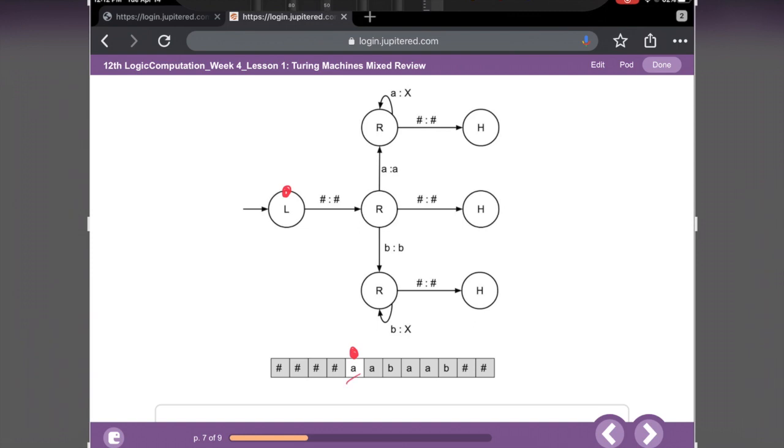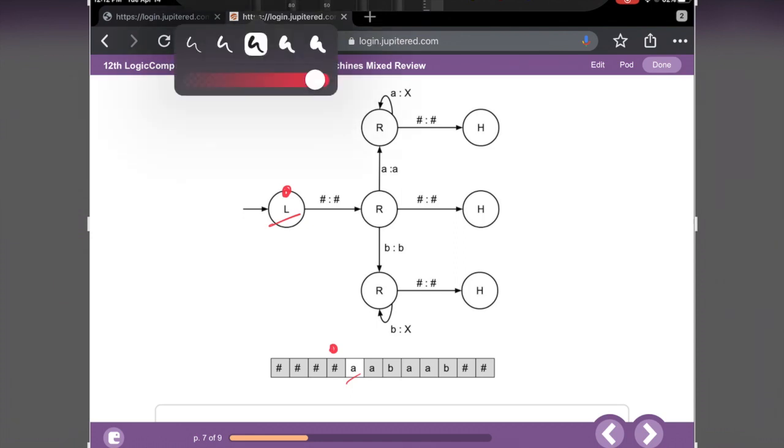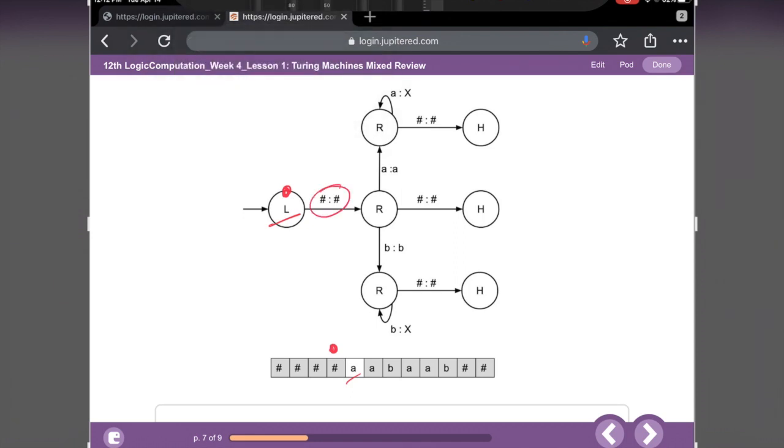Okay, so we see an A, and we don't have a state transition for that, so we just go to the left. Okay, now we're there. Okay, what now? Now we see the pound sign, so we can advance to the right after following that transition. Okay, so now we're set up here.